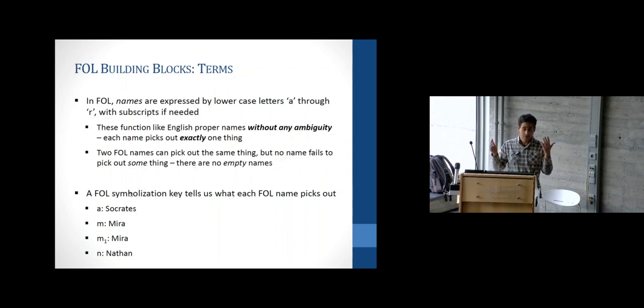Okay, so like in truth functional logic, we'll have symbolization keys. In FOL, first order logic, the symbolization key is more involved. It starts by telling us what these lowercase letters refer to, which objects. So A is the name of Socrates, M is the name of Mira, M1 can also be the name of Mira. That's okay, right? Two different names can refer to the same object. Okay?